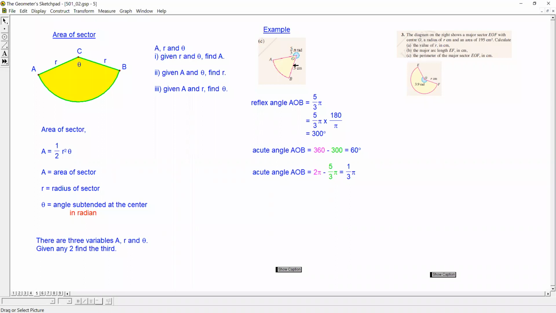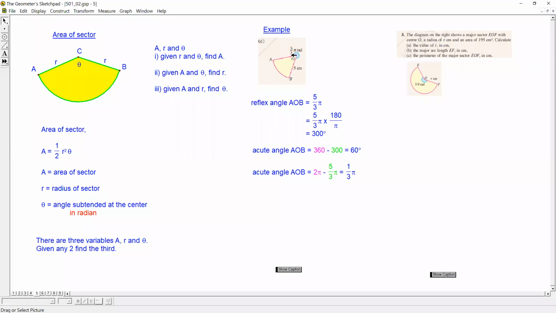Now, there is a sector, right? And the radius is 5. You are given the angle. Unfortunately, the angle given is the reflex angle. It is not the acute angle. This acute angle is the angle of the sector, but the reflex angle on the other side is not the angle of the sector. So we have to find the angle of the sector. How to find the angle of the sector?